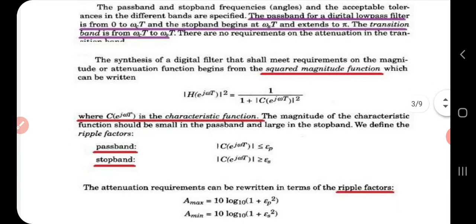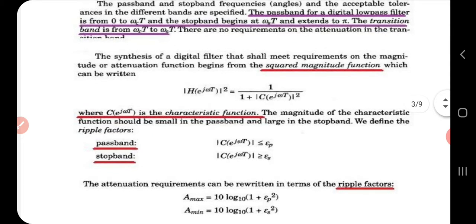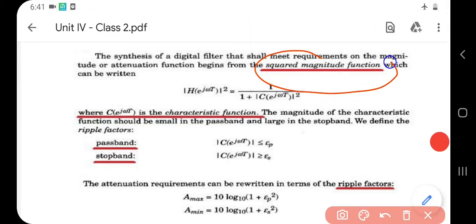There are other terms mentioned here. The synthesis of a digital filter that shall meet requirements on the magnitude or attenuation function begins from the squared magnitude function. So what is the squared magnitude function? This is another specification term. It is given by this expression, and here C(e^{jωT}) is a characteristic function. The magnitude of this characteristic function should be small in the pass band and large in the stop band.